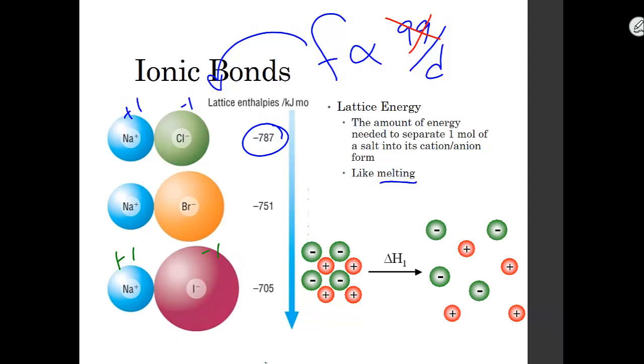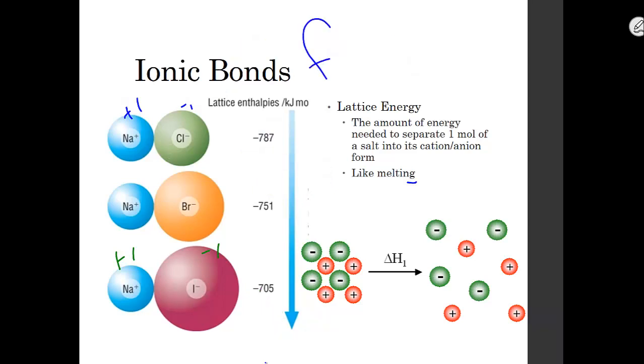Since iodine is a much larger ion, for iodide the force of attraction is proportional to the charges divided by a very large distance, while for chlorine, the force of attraction is proportional to the charges divided by a very small distance. So the force of attraction for chloride, sodium chloride, is much greater than the force of attraction for sodium iodide.